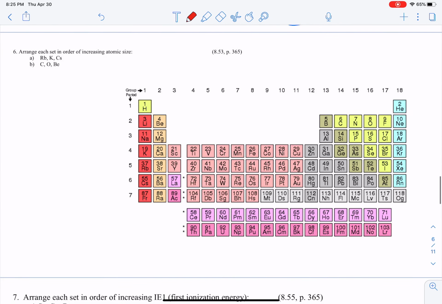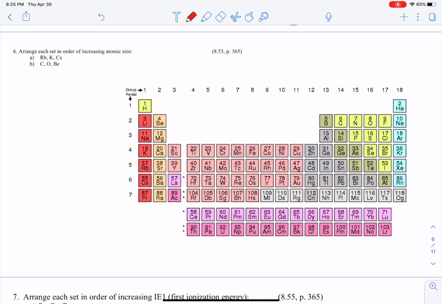Moving to the next question. This is kind of a revision of the previous classes. So let's move on. Arrange each set in the order of increasing atomic size. So atomic size, let's find where these atoms are placed first.